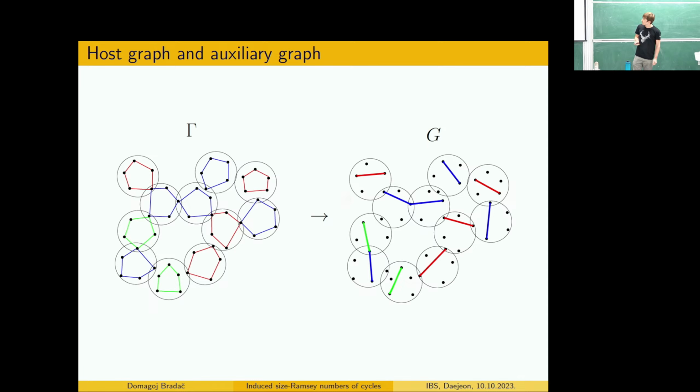Now you get a graph that looks something like this. In fact, it will be a bit denser. It will have big constant average degree, but that will be horrible to draw. So now we have this graph, and most of what we do is focused now on this auxiliary graph.